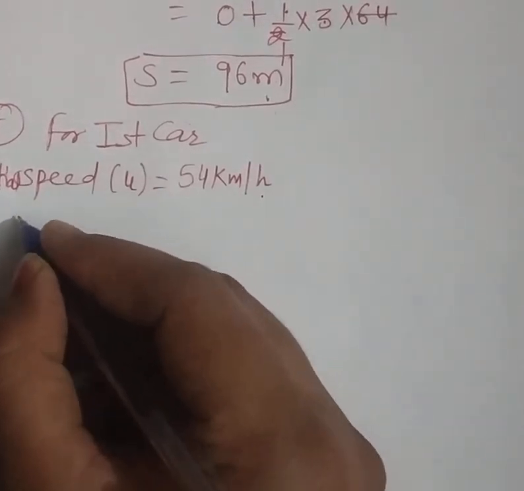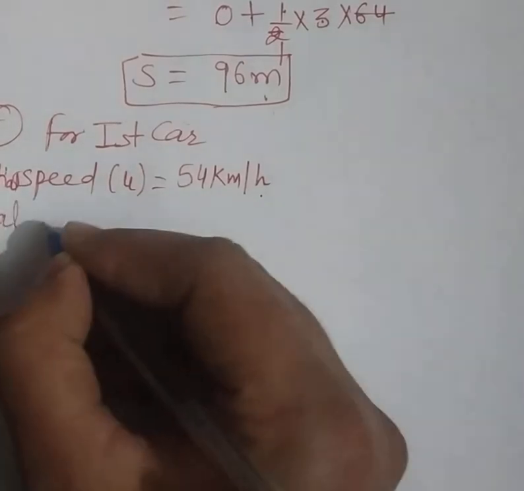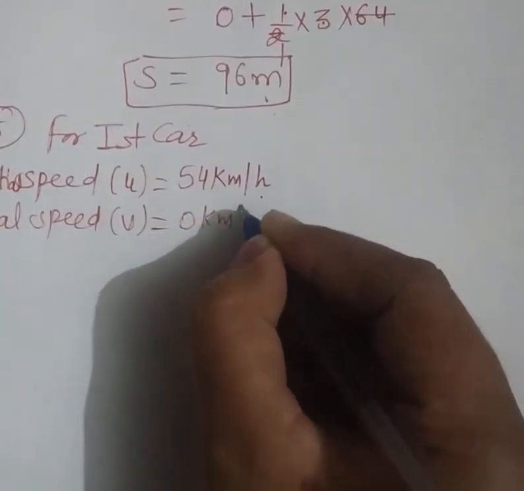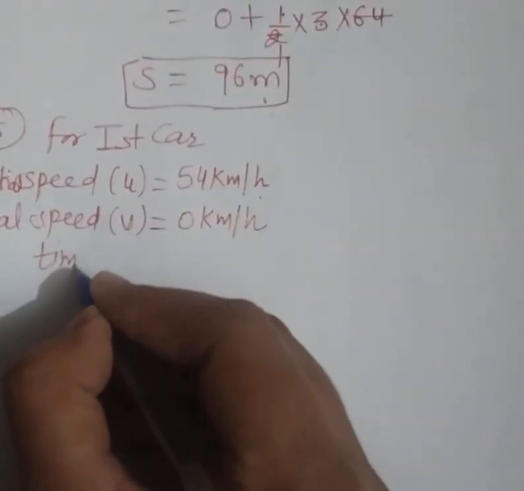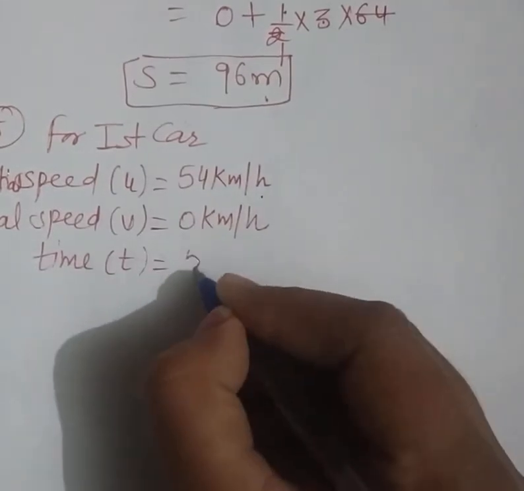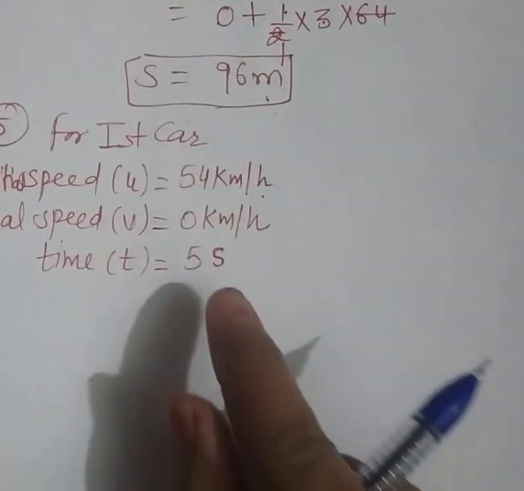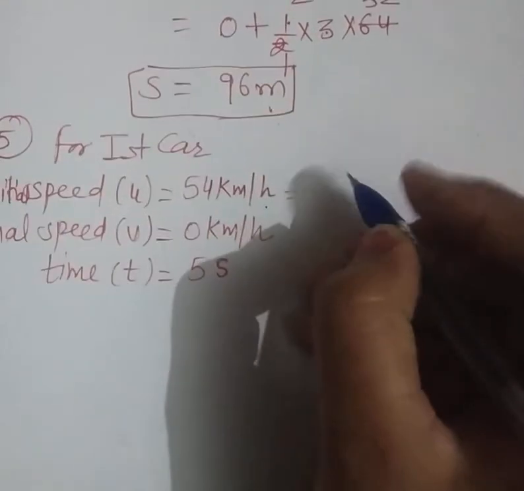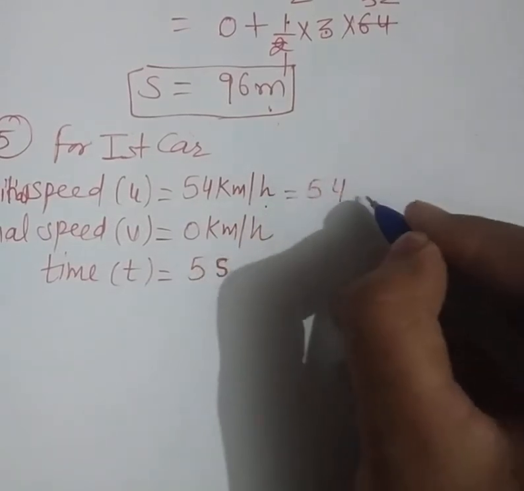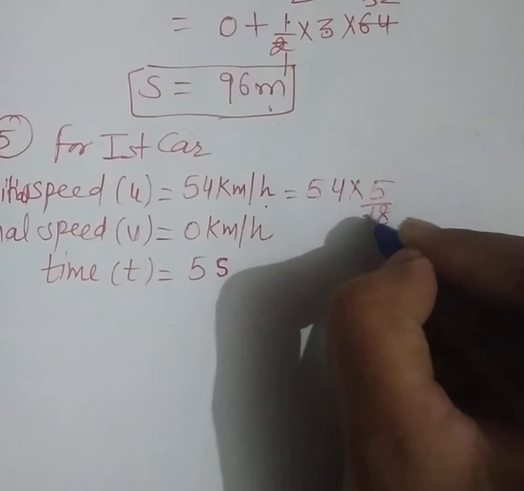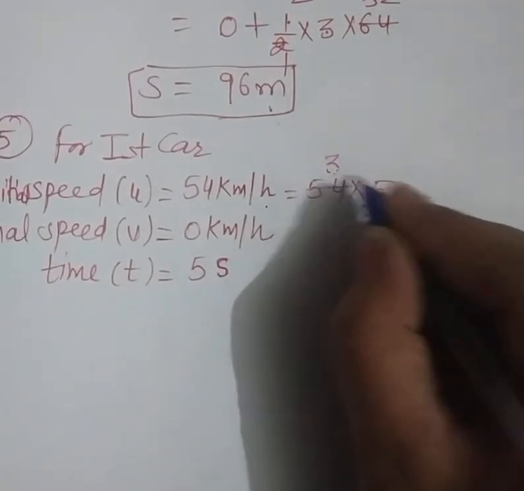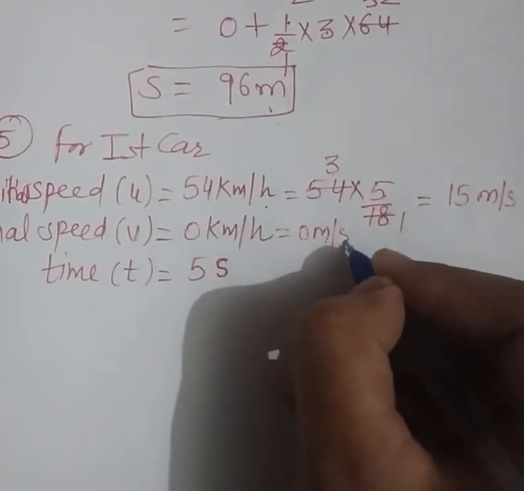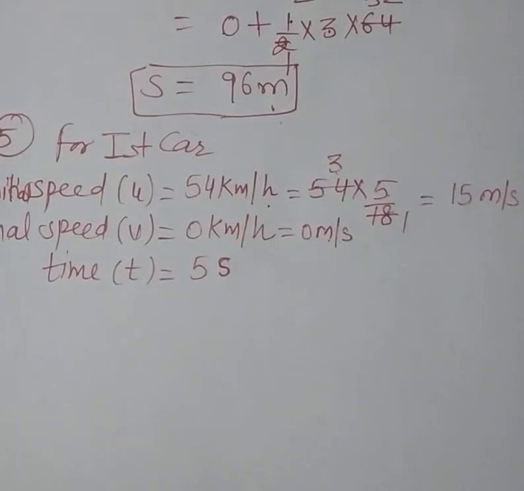So what does it mean? Stops means what is given to you? Final speed, that is v. What is final? That is 0 kilometer per hour. In how much time does it stop? In 5 seconds. It is given in seconds, but the speed is in kilometer per hour, so I am converting it into meter per second. How can we convert? Multiply it by 5 by 18. 18 threes are, so 3 fives are 15 meter per second. 0 will remain the same, 0 meter per second. So for the first car, time is 5 seconds.